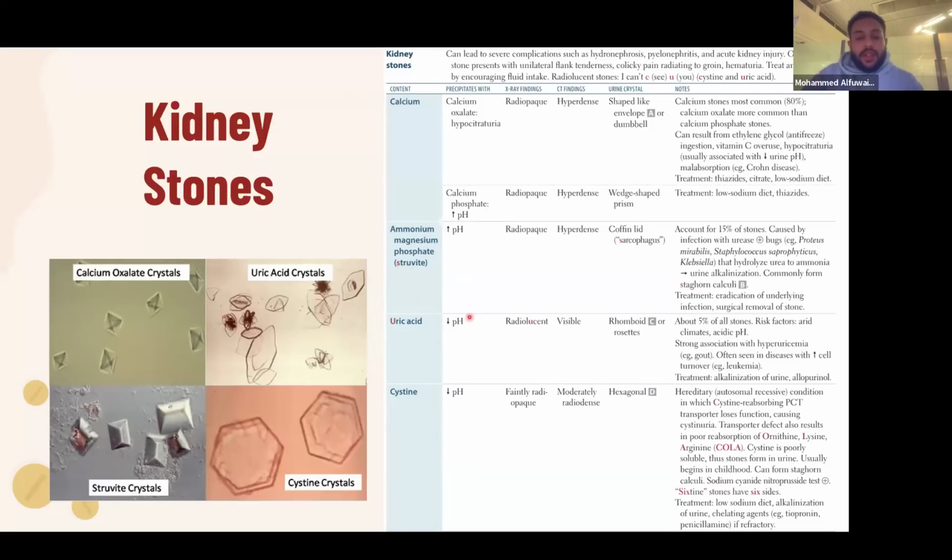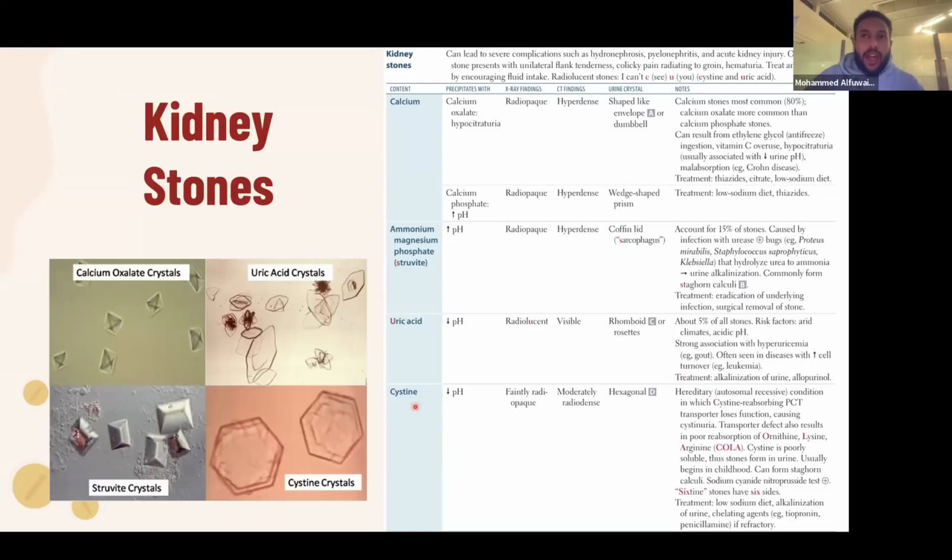Now, uric acid stones are obviously associated with hyperuricemia and anything that causes hyperuricemia. And the urine crystal associated with it is rhomboid shaped, as you can see. And it's a very small proportion of stones.